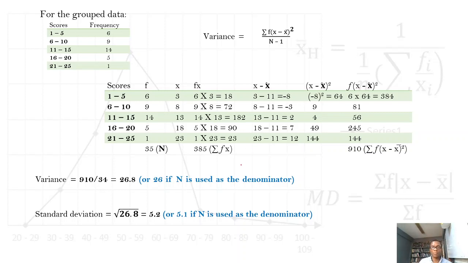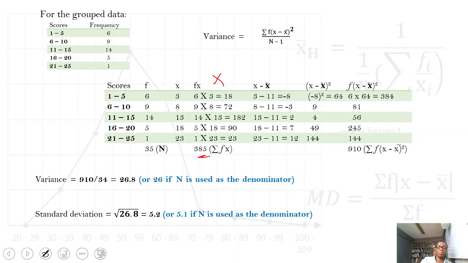So after that, I'll also need to find my mean, and for that reason I'll need a column for fx. Fx simply means f times x. 6 times 3 is 18. 9 times 8, 72. 14 times 13, 182. 5 times 18, 90, and so on. So my summation fx is 385. So to find my mean, I will divide 385 by 35. So that gives me a mean of 11.